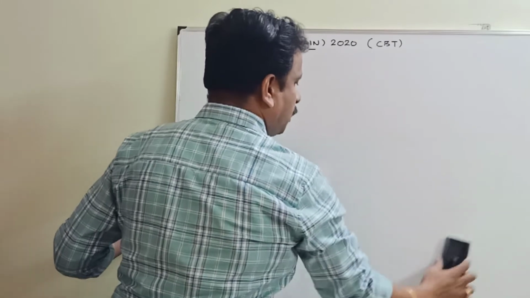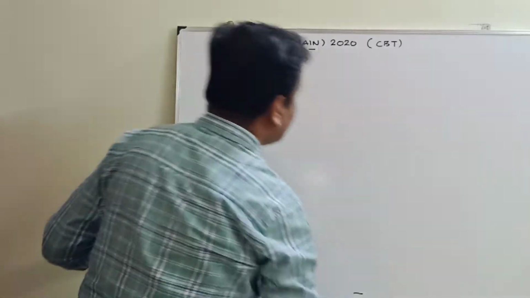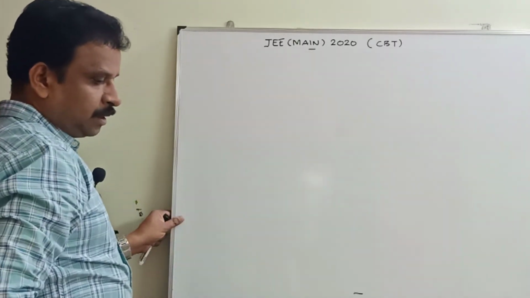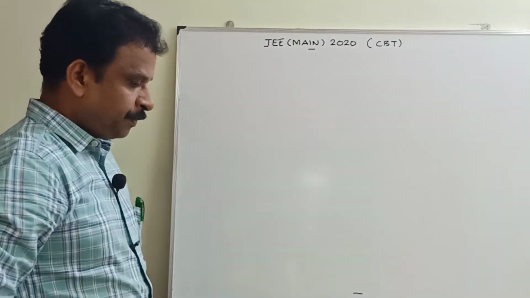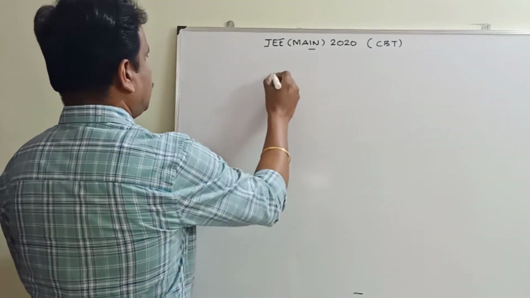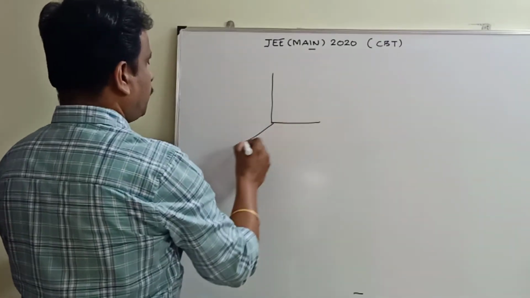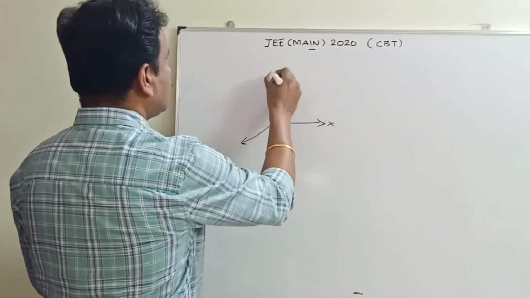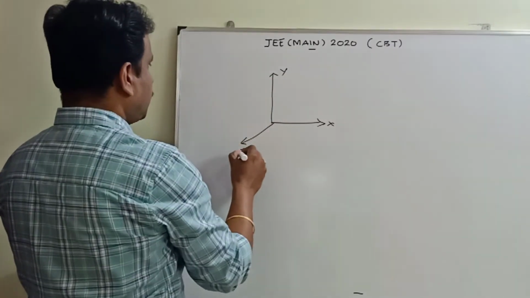So if you want to see the question paper, you just go through this JEE Main 2020 CBT, taken place in September. The second question, one loop is given like this. So I will draw first. This is the x axis, y axis, z axis.